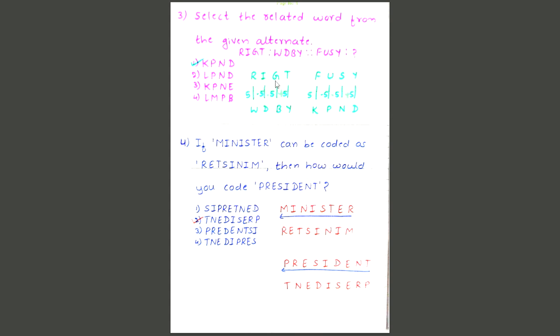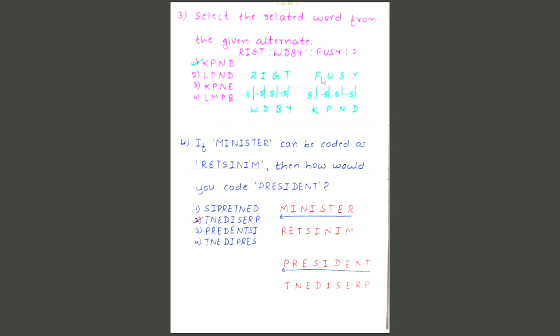Here G is the 7th letter and B is the 2nd letter. 7 minus 5 is 2, the 2nd letter is B. T is the 20th letter and Y is the 25th letter. So we are adding plus 5. 20 plus 5 is 25. The 25th letter is Y. Like that we write for FUSY.